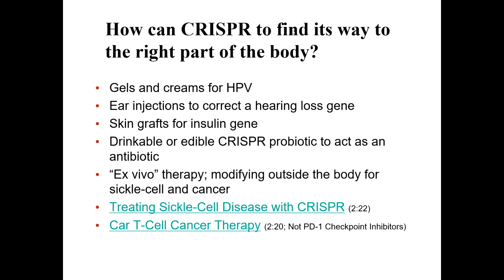So again, they're looking at CRISPR to find ways to fix all kinds of genetic problems. There are gels and creams being used for HPV, which is human papillomavirus, ear injections to correct hearing loss. They've used it for skin grafts for insulin genes. They're trying to form drinkable or edible CRISPR probiotics to act as an antibiotic, and ex vivo therapy, that means modifying outside the body, for sickle cell and cancer. So here's a couple more clips on what's being done with CRISPR these days.